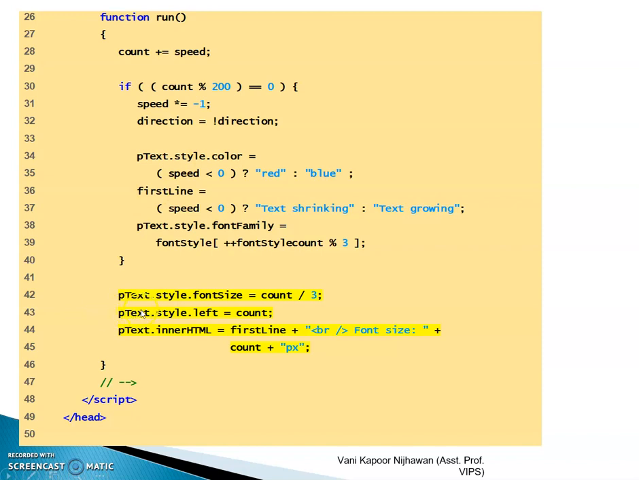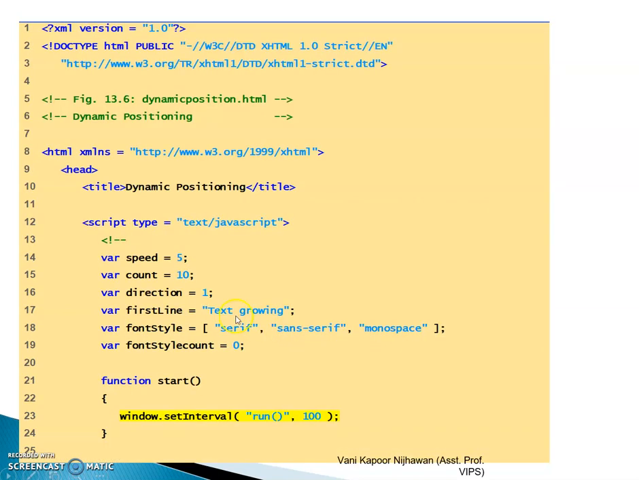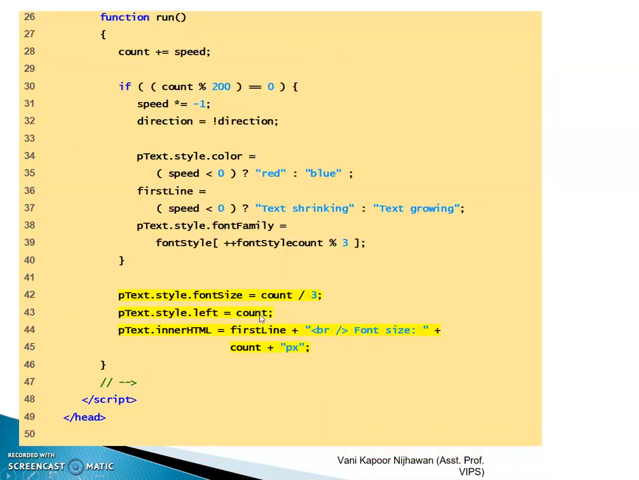simply we'll come here, and ptext style font size will become count divided by 3, then left margin will become equivalent to count, and inner HTML, we are changing the text of the paragraph. We would overwrite the welcome text with some other text. So we will be writing the value of first line. First line was this text. So we'll be overwriting the paragraph with this text.